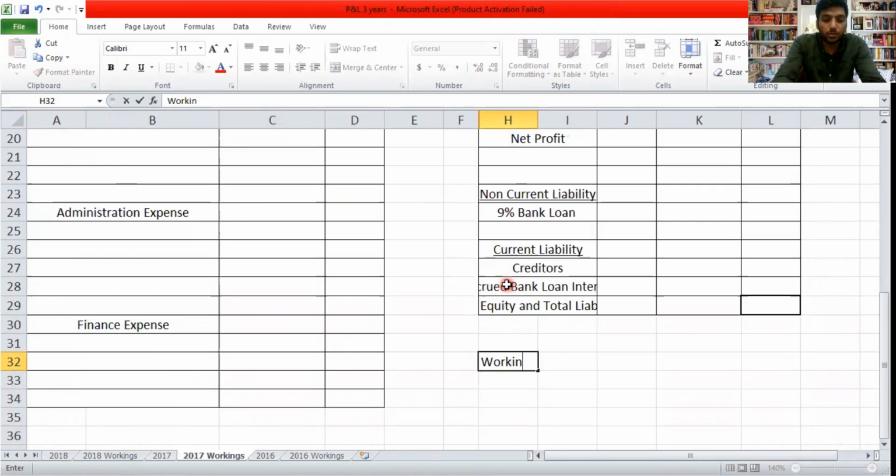So working one, always remember to start with the working. What is the working we're going to do? Depreciation, distribution vehicle.